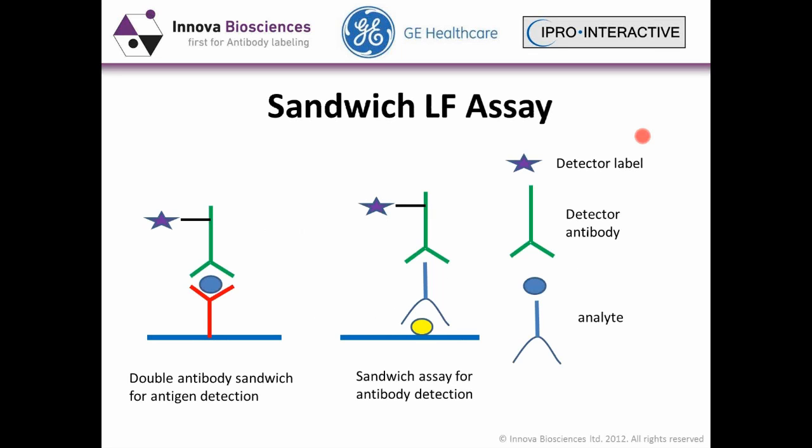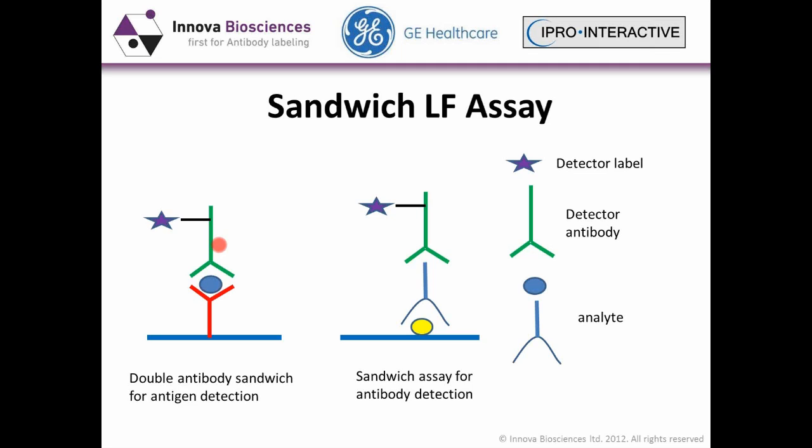This is just an illustration of a sandwich lateral flow assay. On the left-hand side, this is what's termed a double antibody sandwich for antigen detection. In this case, we have one antibody immobilized on the test membrane, which captures the analyte, and then the detector molecule antibody forms a sandwich with the immobilized antibody. The detector molecule could be a gold particle, latex particle, a fluorescent chromogen, or a biotin or an avidin system.